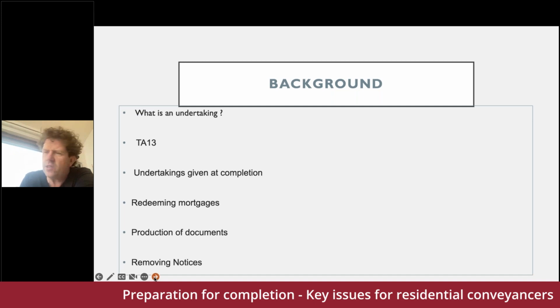Same issue relates to the production of documents. Remember, best endeavours and reasonable endeavours are two different things, and again, both have the potential to be vague or ambiguous. So if I'm undertaking to produce documents, what documents and what am I going to do to produce them and when?